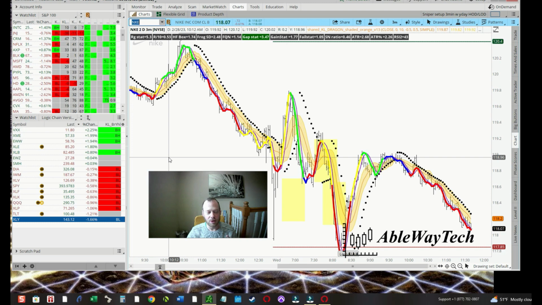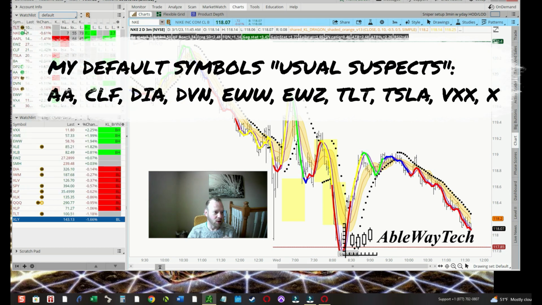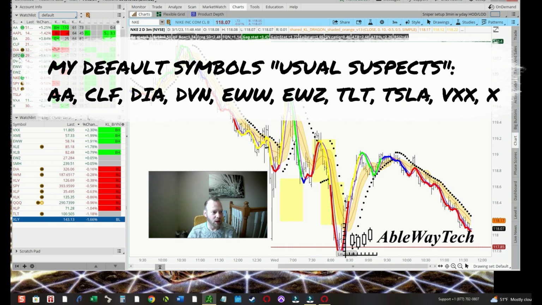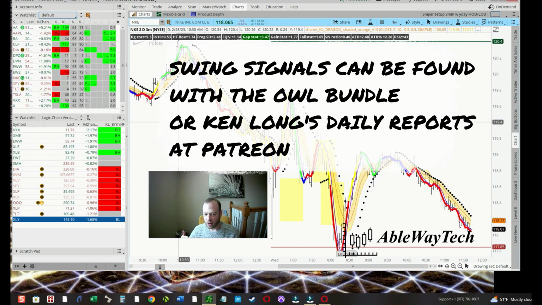It's a combination of three things for the symbols I trade. Again, I have my list of default symbols, the ones that I'm always looking at. Those are Alcoa, Cliff, DIA, Devon Energy, Mexico, Brazil, TLT, Tesla, VIX, and US Steel X. And then I have a couple that I get from our daily reports, and we do that with the Owl Bundle, but you can also get it through Ken's Nightly Strategy podcast, and on his Patreon site, he does a daily report that he sends out every night that shows all these same signals.